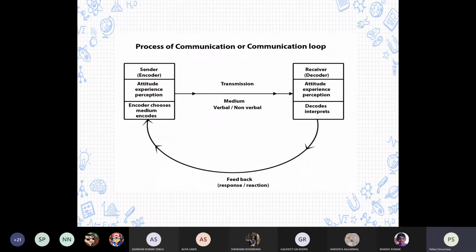Okay, according to these three things, he will prepare a message, he will encode a message, and through the choice of his medium, verbal, non-verbal, written, oral, he will transmit this message. Now it's on the side of the receiver, he again will apply the same three things.